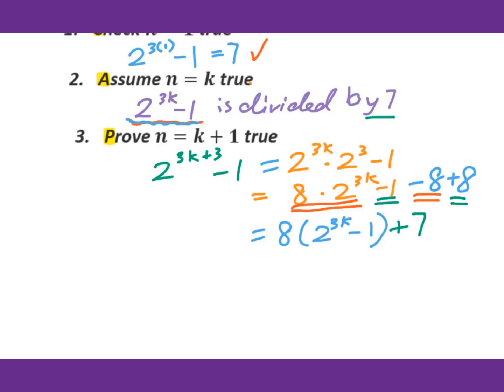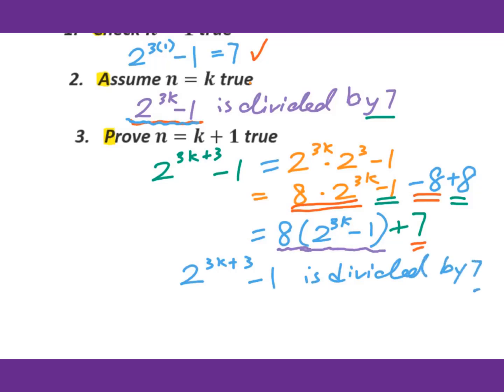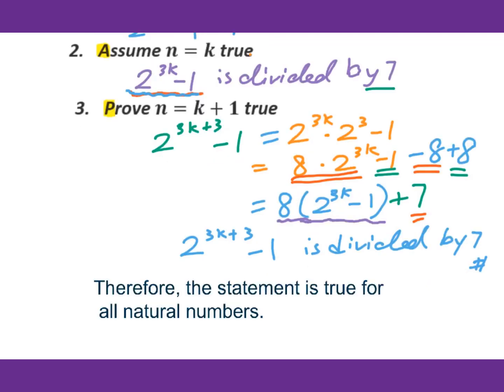For this statement, we know 2 to the 3k minus 1 is divided by 7, which means 8 times 2 to the 3k minus 1 is divided by 7. Also, 7 is divided by 7. Therefore, we can say 2 to the 3k plus 3 minus 1 is divided by 7. Then we finish proving. In conclusion, the statement is true for all natural numbers.